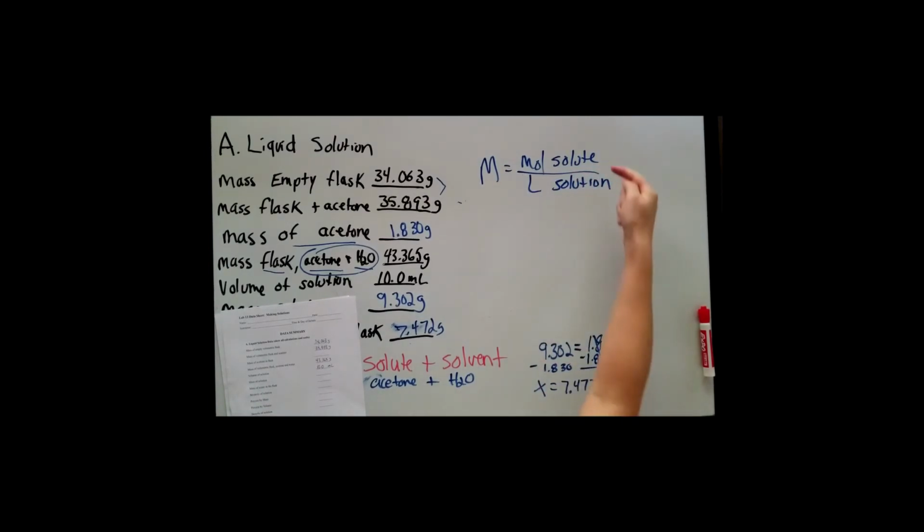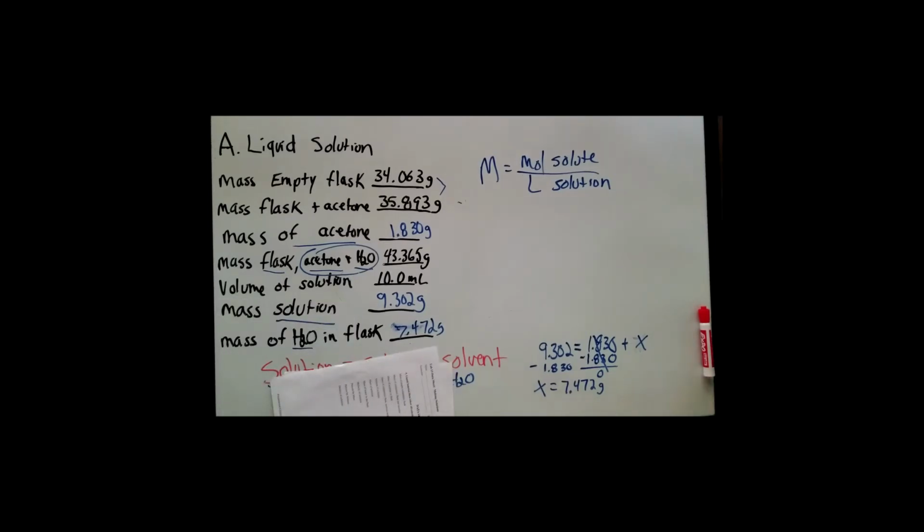Okay, well, solute, solution. We need to know which one is the solute. Is it the acetone or the water? Well, we said solute was the one in lesser amount. Looking at these values, here's the acetone, here's the water. These two amounts are what's making up the solution. So which one's smaller? The acetone's smaller. So the acetone's the solute. Okay, so the 1.83 grams, that's what we're going to use to figure out the moles of solute.